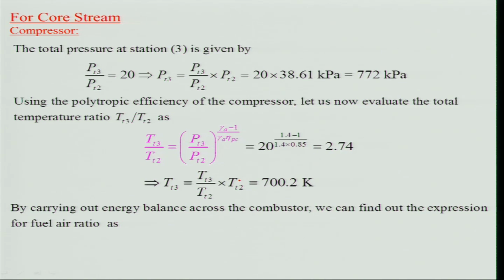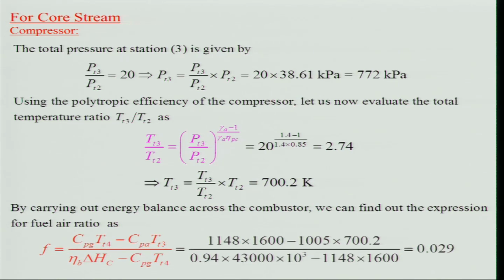By carrying out an energy balance across the combustor, we can find the expression for the fuel-air ratio. We have already done this, and we know all those values. TT4 is given, TT3 is already evaluated, and delta S and eta B are given. So, you substitute and get the value of F, that is, the fuel-air ratio.